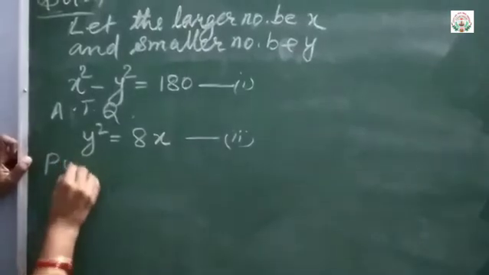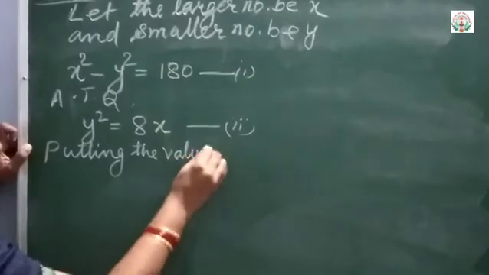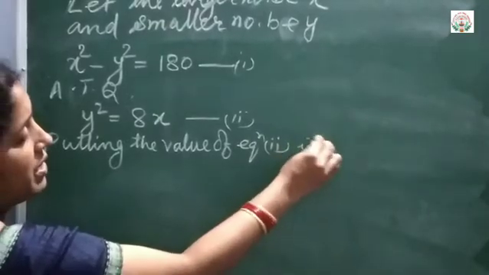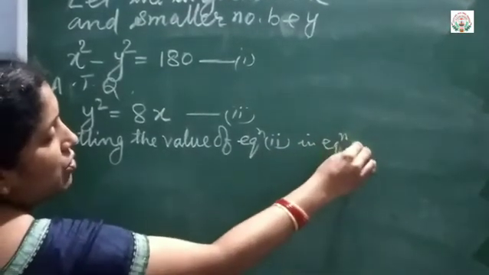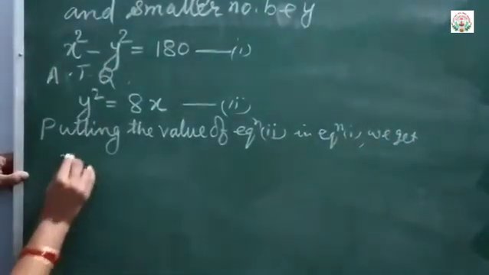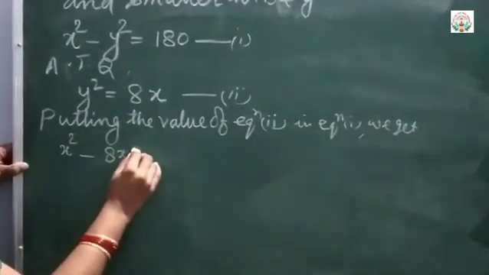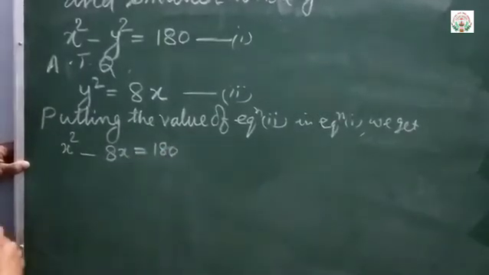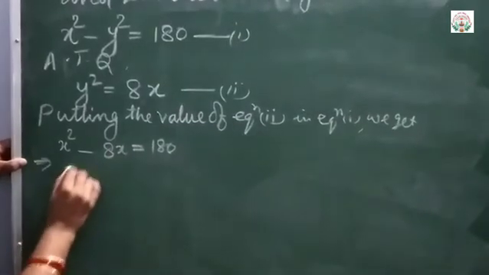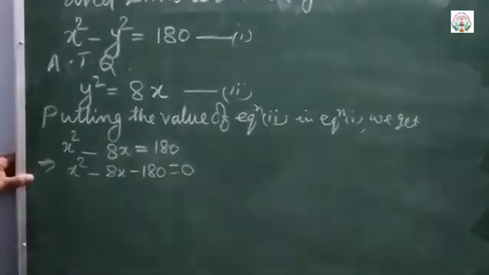So you can write, putting the value of equation 2 in equation 1 we get what? x square minus y square means x square minus 8x equals to 180. This we can bring this side to make it a quadratic equation. So what it will be? x square minus 8x minus 180 equals to 0.